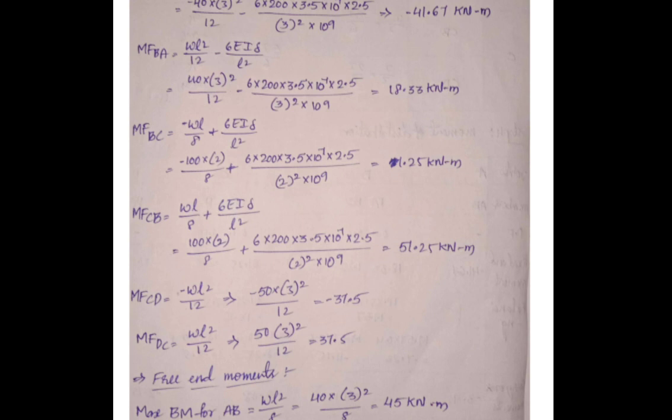Next for MFCD and MFDC, there is no sinking here. So as usual, we need to take minus WL square by 12, plus WL square by 12. We'll get minus 37.5 and plus 37.5. Then free end moments we need to calculate. So maximum bending moment for AB is WL square by 8. For BC it is WL by 4, point load. For CD it is WL square by 8. We'll get these values: 45, 50, and 56.25 kN meter.